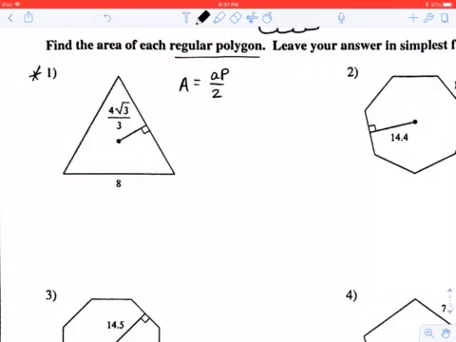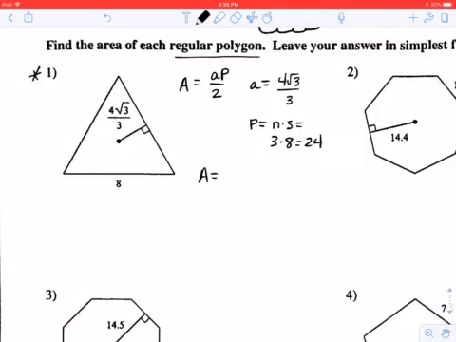Okay, so I like to just start by figuring out which is which. So the apothem is 4 square root of 3 over 3. My perimeter is the number of sides times the side length. So that's going to be 3 sides, and the side length is 8. So that's going to be 24.